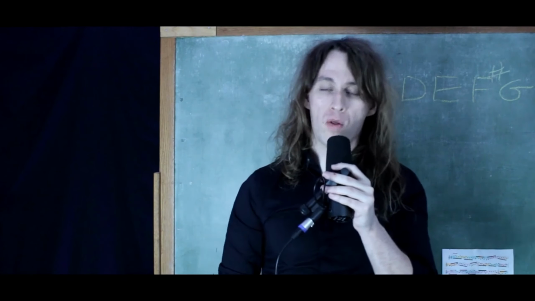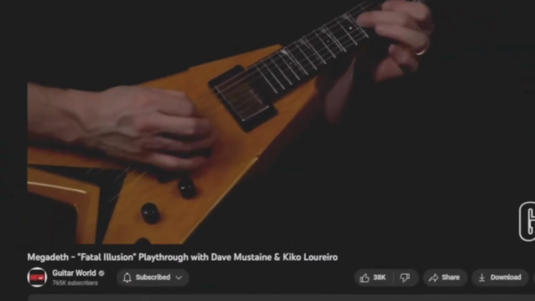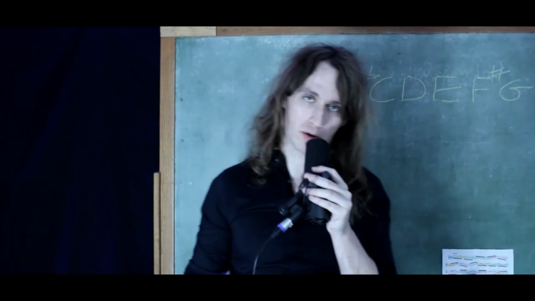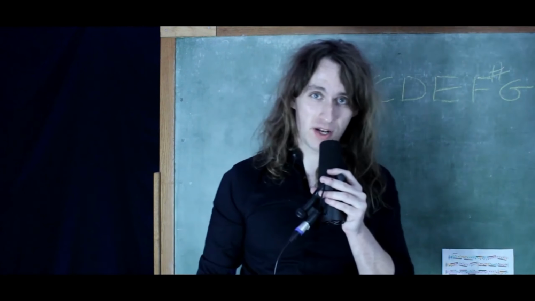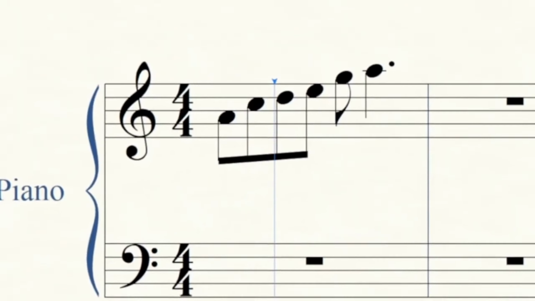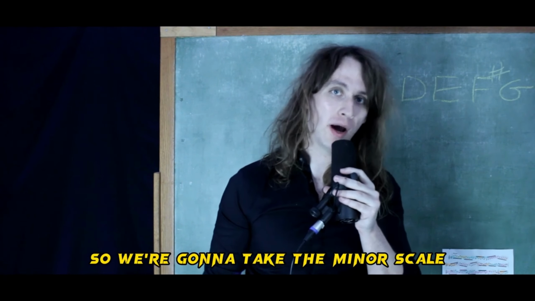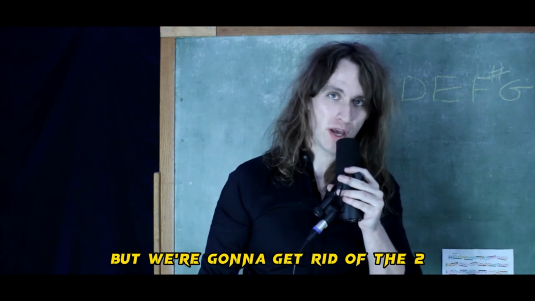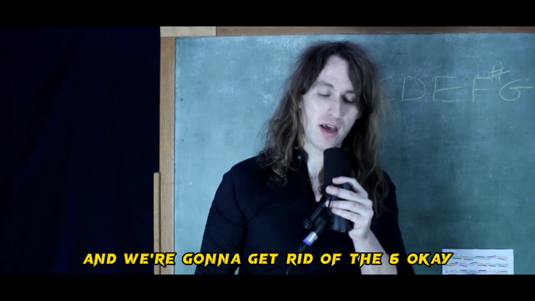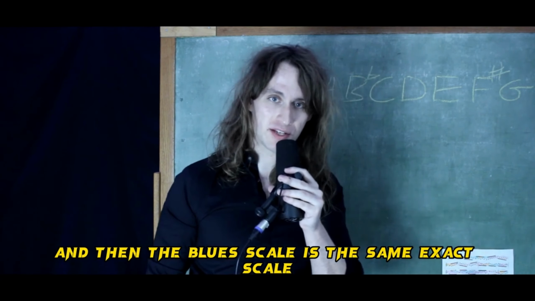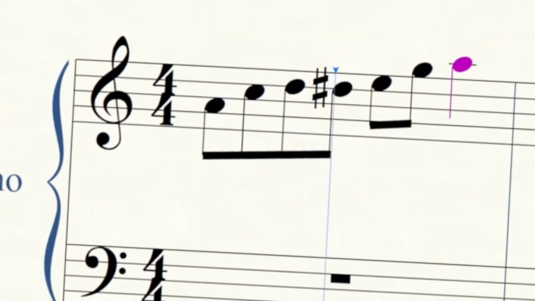We get a really solid solo from Dave with some pentatonic scales, some blues scales, and all that good stuff, all the stuff that Dave is notorious for doing, especially in his early days. As I keep explaining things, the pentatonic scale is just a 5-note scale. So we're going to take the minor scale, but we're going to get rid of the 2 and the 6, okay? And then the blues scale is the same exact scale, except we're going to add the flatted 5th in there.